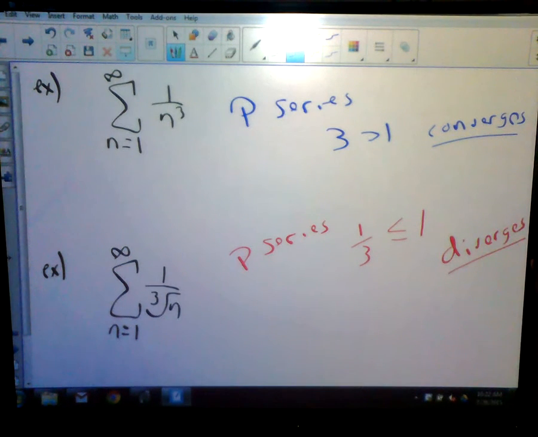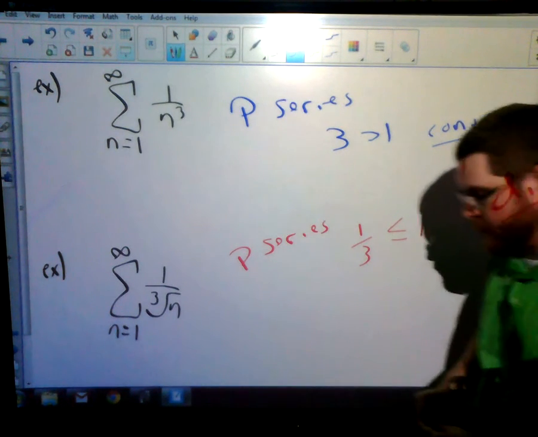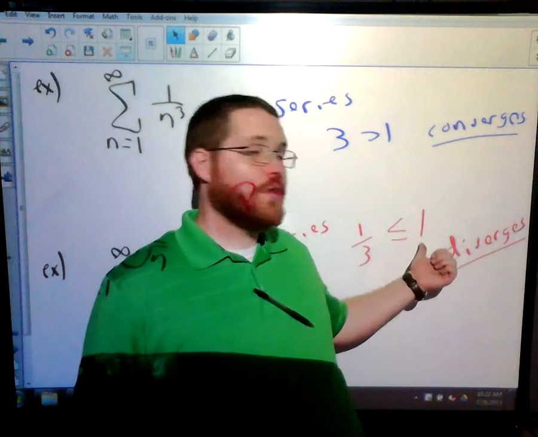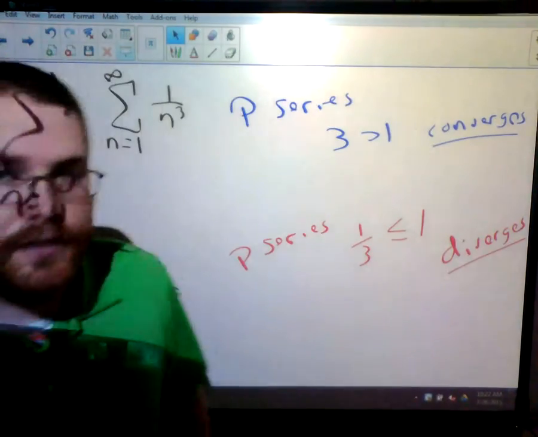P-series makes the next couple problems much easier. Knowing that a p-series converges or diverges is extremely useful. What if it's 1 over n? That's power 1. 1 is equal to 1, it diverges. So the harmonic series diverges.